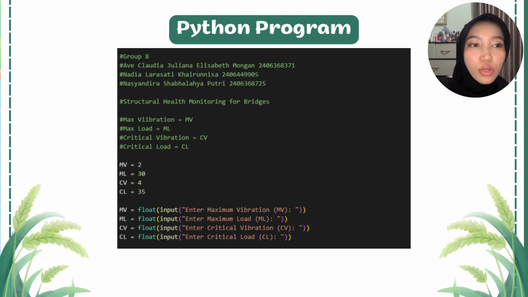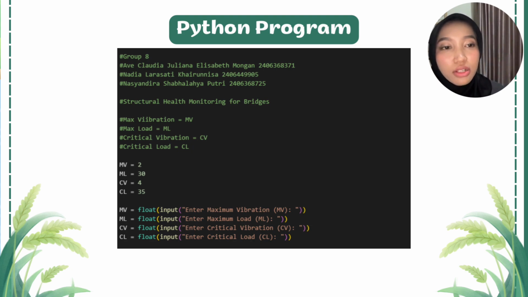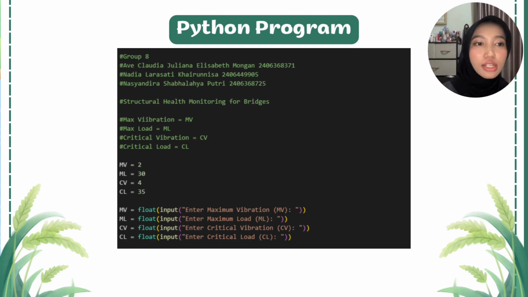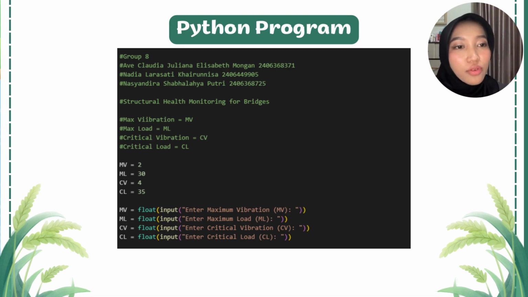To simulate what would happen if real-time sensor data is fed into the system, by collecting inputs through this program, we are building the foundation for a threshold-based alert system that engineers can use for decision making, from routine checks to emergency interventions. Each number that is input will be converted into a float so we can work with decimal values if needed.